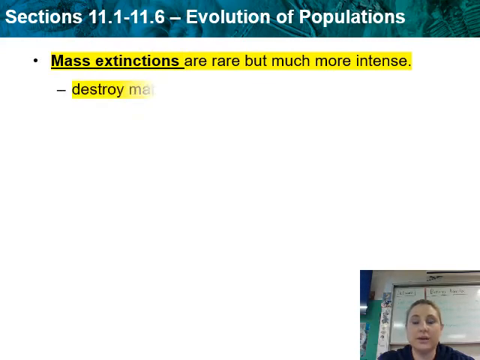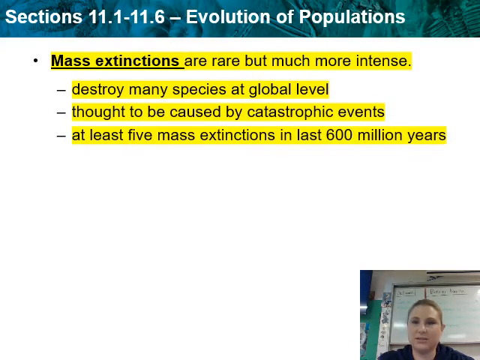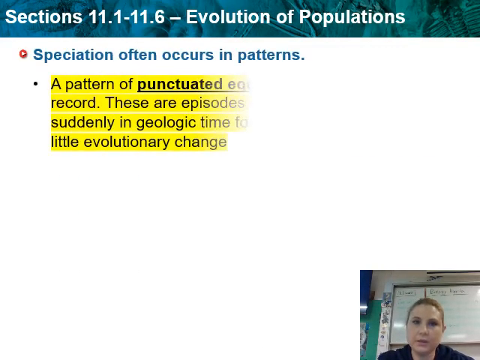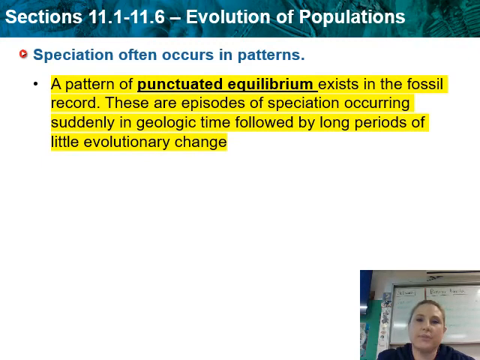Now, we do have things called mass extinctions. These are very, very rare, but they destroy many species at a global level. And usually these are thought to be caused by catastrophic events like volcanic eruptions, meteors hitting the Earth in the case of the dinosaurs, a whole bunch of different things. And there are at least 5 mass extinctions in the last 600 million years where tons of different species died off. Speciation also occurs in patterns.